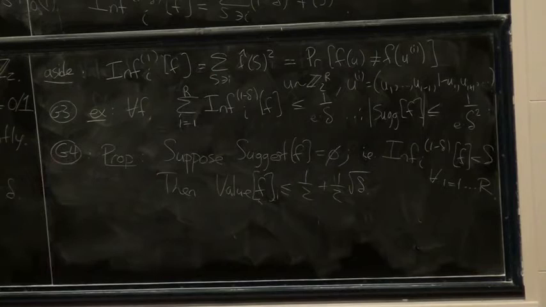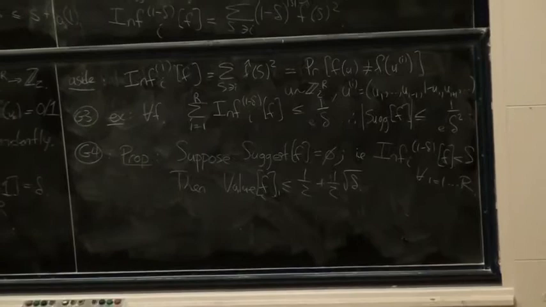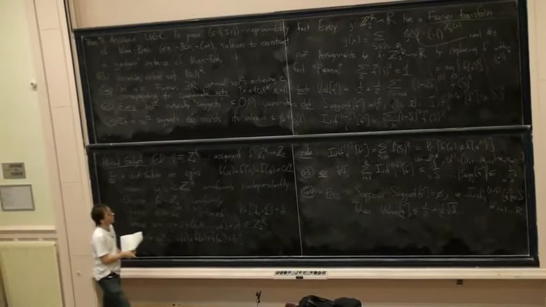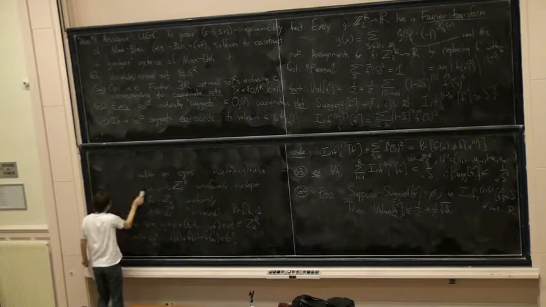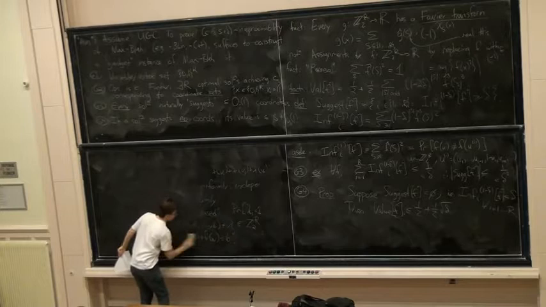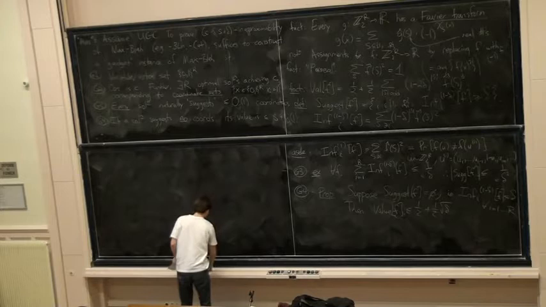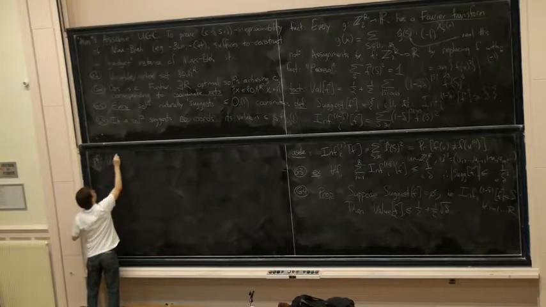I'll prove this proposition. Does everybody see how, once we have this proposition, we essentially have G4? If f is a function that doesn't suggest any coordinate in particular, then its value is basically a half, where half is our s here. Well, this is just a calculation, essentially, but I'll do it. So I'll make this assumption about the influences and look at the value of f.